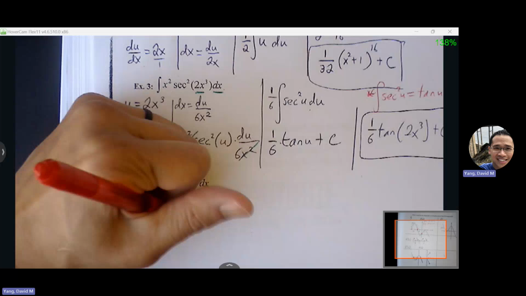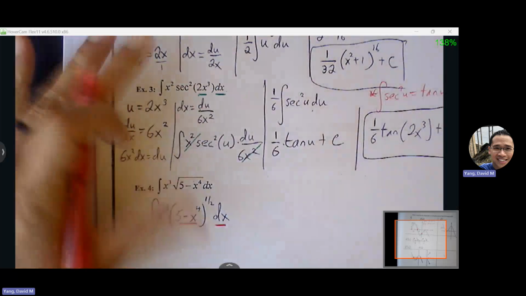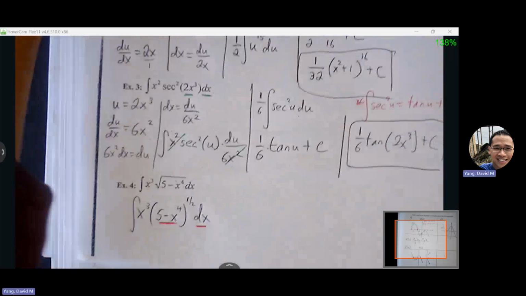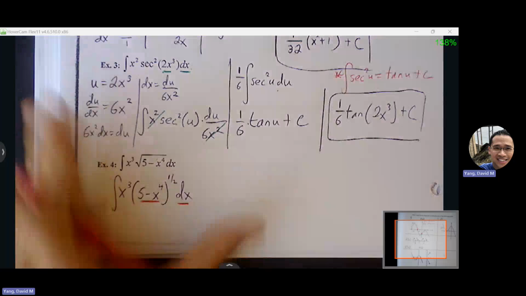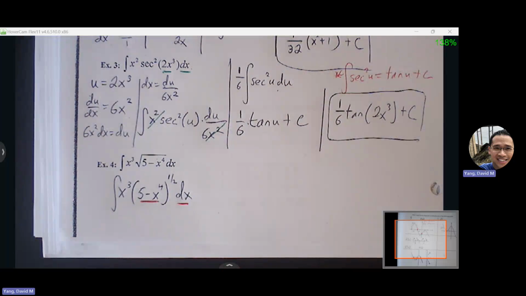Okay, I want you to try this problem. Can you work your way through to the end using the steps that we've done with the first two examples? Your u value is the expression inside the parentheses, and go from there.